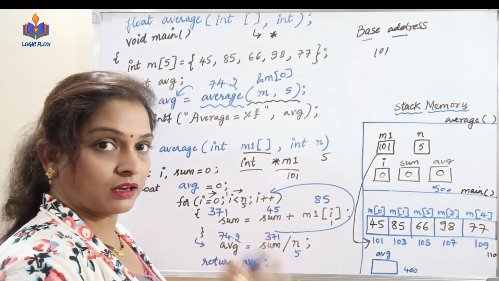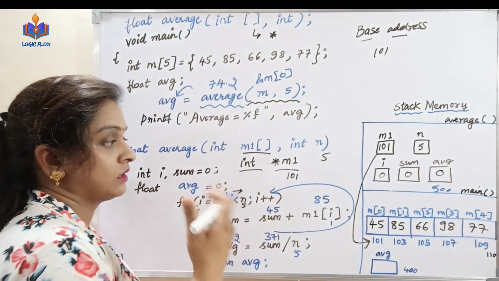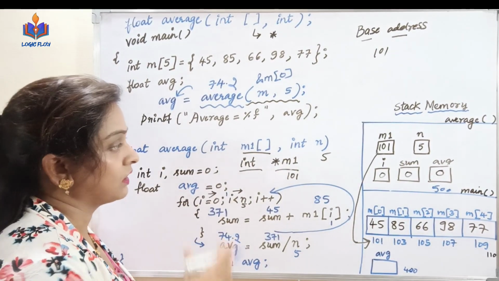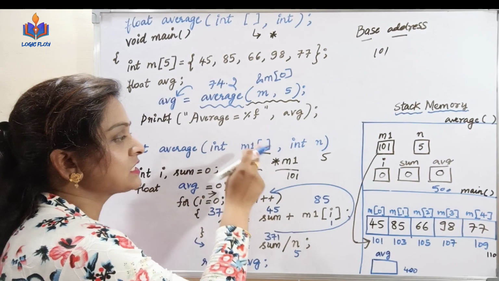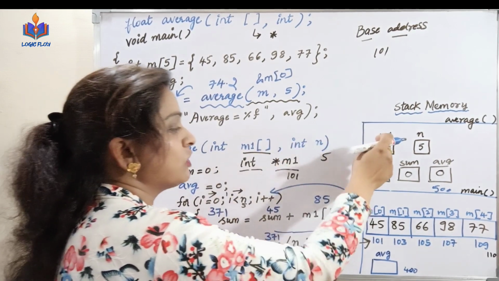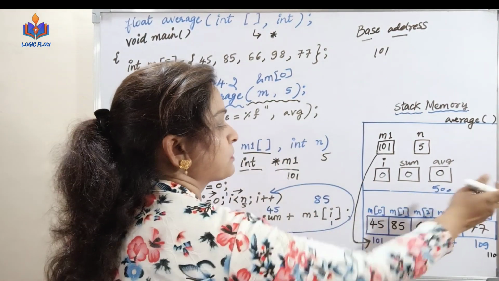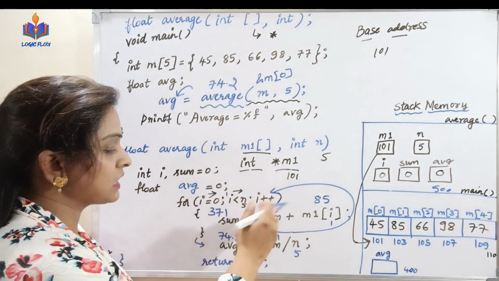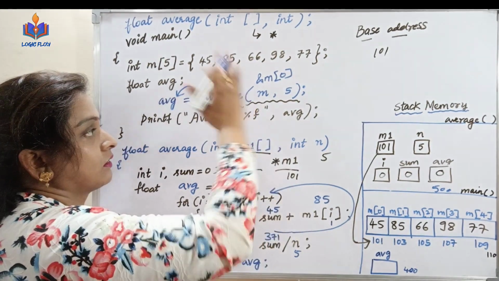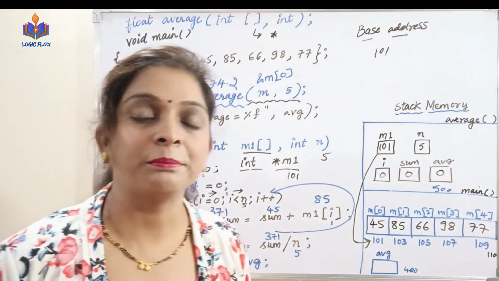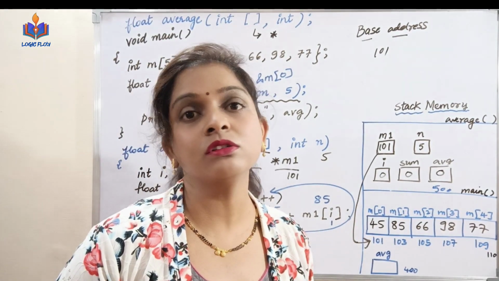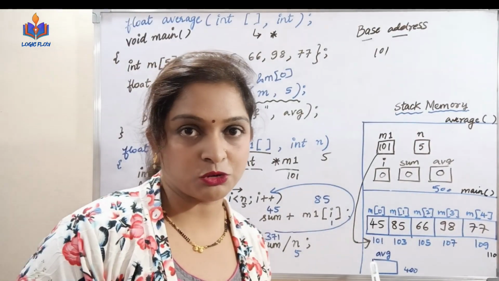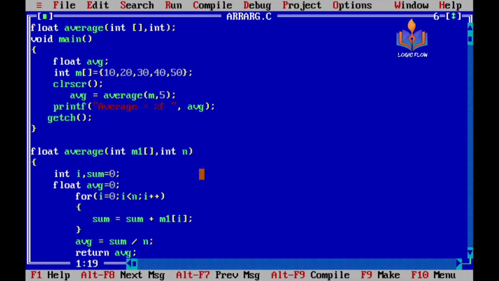Just have a glance at that program. So here I say M1 means it is a pointer to integer. So M1 is pointing to 101, and through subscripts I access all the elements. Compute the sum, compute the average, return. This is how I pass the complete array elements to function. So let us see the execution of this. So here we have the program. So this is the function declaration.